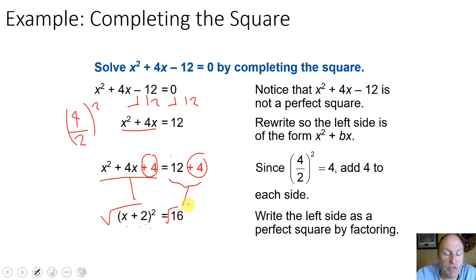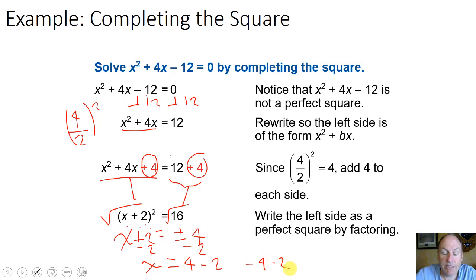So we take the square root of both sides, and we get x plus 2 equals plus or minus 4. Last thing we do to get our two solutions is use the subtraction property of equality. And so our answers are either x equals 4 minus 2 or negative 4 minus 2. So our two answers are x equals 2 and x equals negative 6.